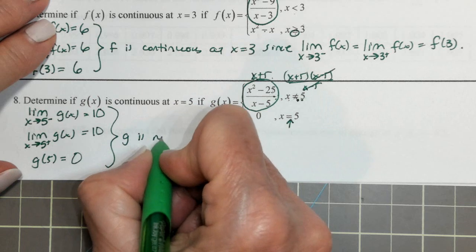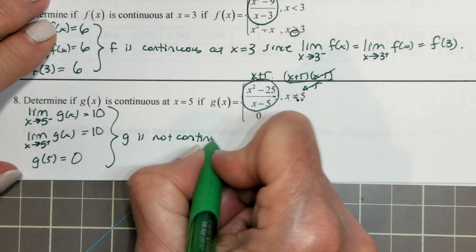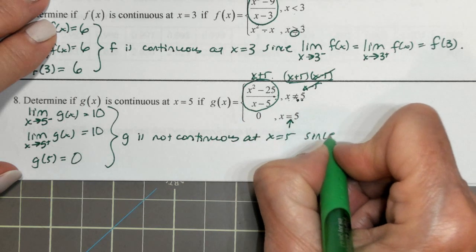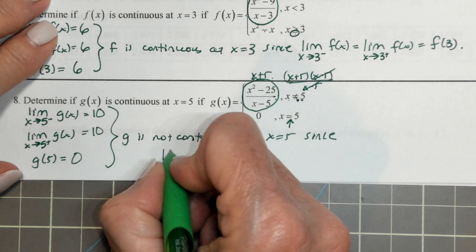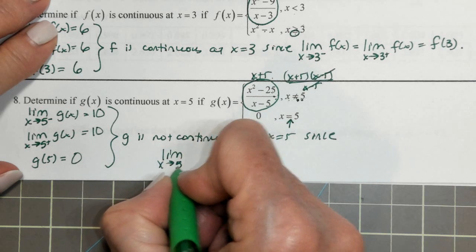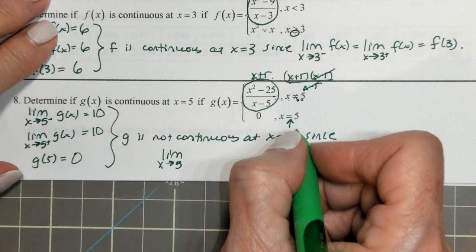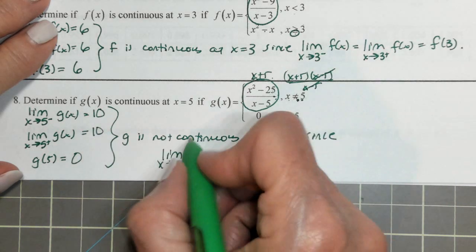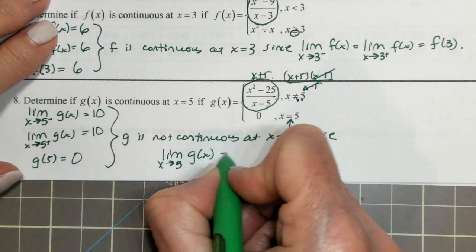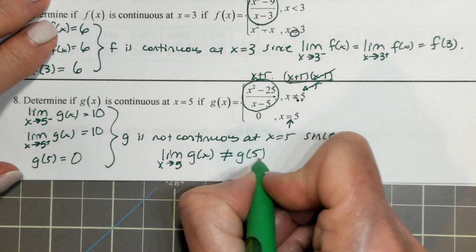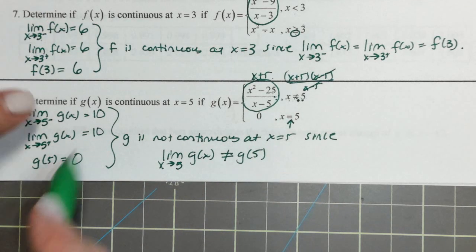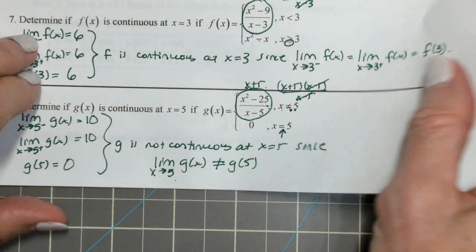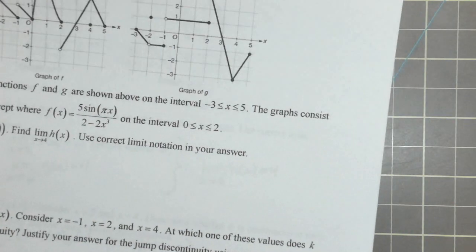G is not continuous at x equals 5, since the limit as x approaches 5, and you can, if you want to, say left, right, whatever, but the limit as x approaches 5 of g of x is not equal to g of 5. In this case, both sides are the same, so it doesn't matter which one. But as long as one of those didn't match, we would be done.